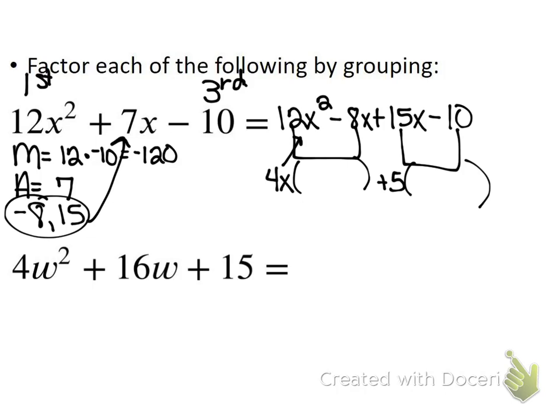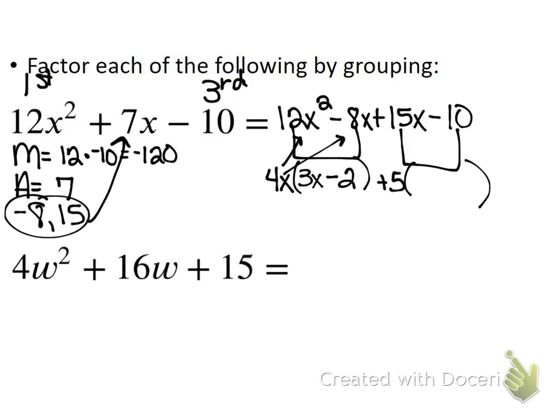Okay, all right. So what do we do from here? So we go ahead and factor it. So 4x times what gets me to 12x squared? 3x. Then what? Minus 2. Good. Okay. Then I go to my second group.